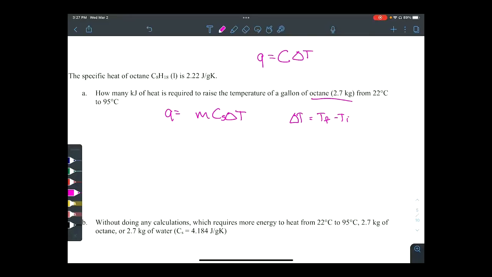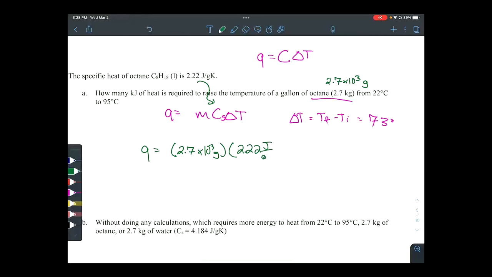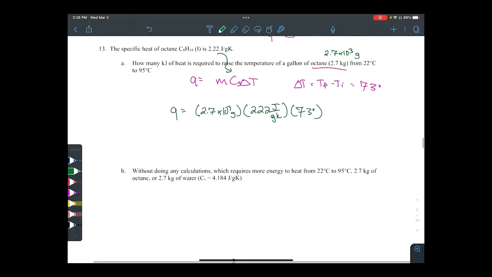So I don't know the answer to this. So the change in temperature, we're increasing the temperature by 73 degrees. I give you the mass, it's in kilograms, so that's 2.7 times 10 to the 3 grams, and then I just stick in that specific heat. So the amount of heat I need is, mass is 2.7 times 10 to the 3 grams, times specific heat, so 2.22 joules per gram K, times 73 degrees, so whatever that is. All right, and then convert it to kilojoules.